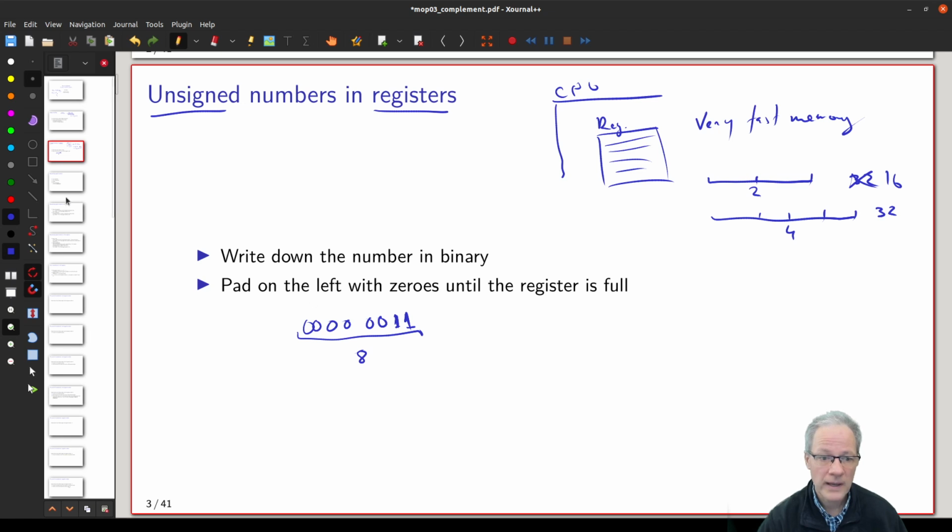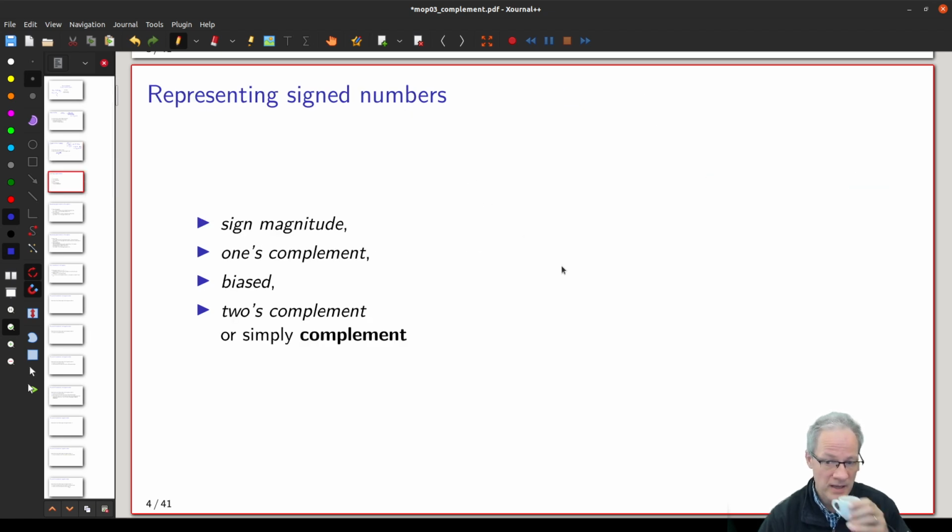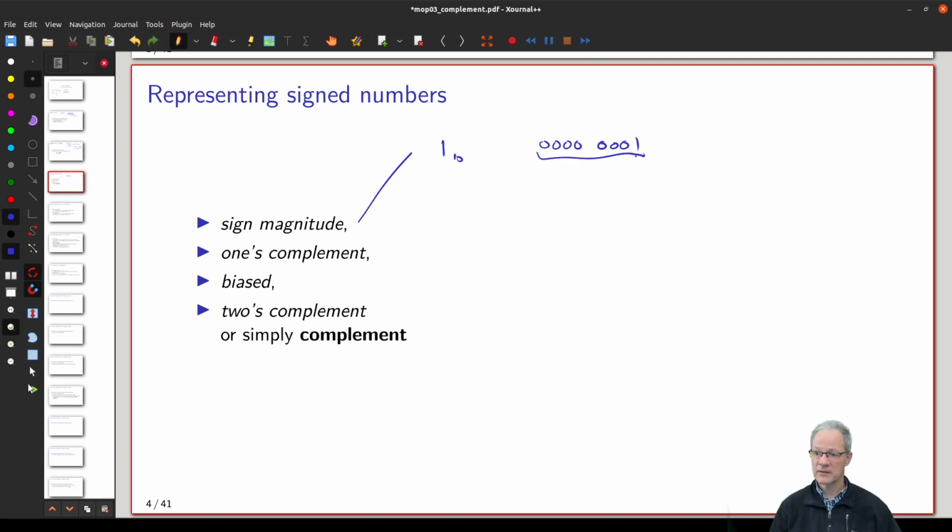Comments? Okay. Now, what about assigned numbers? So it turns out there are several ways. One way we could do the sign magnitude. Let's say I'm trying to save one in decimal, it would be 00000001 in 1 byte, in binary. Okay. What if I want to do -1 in decimal?